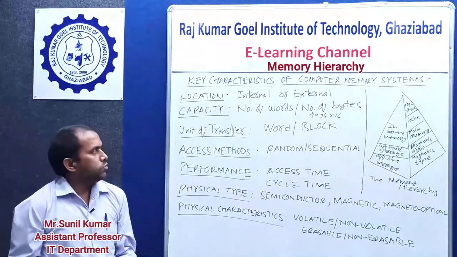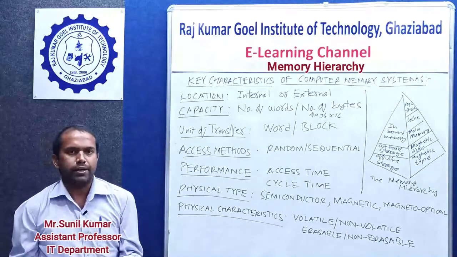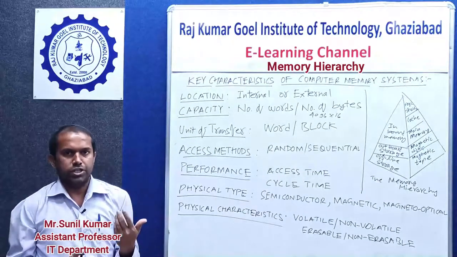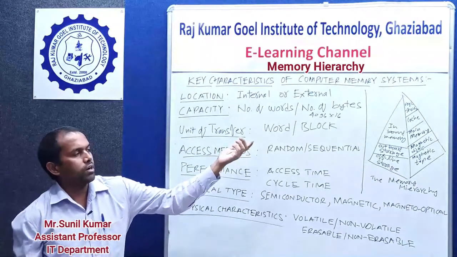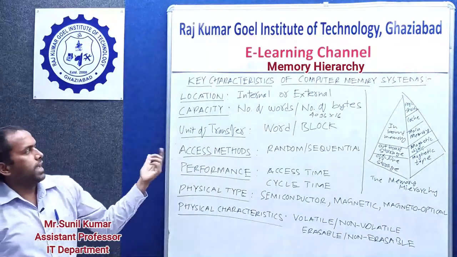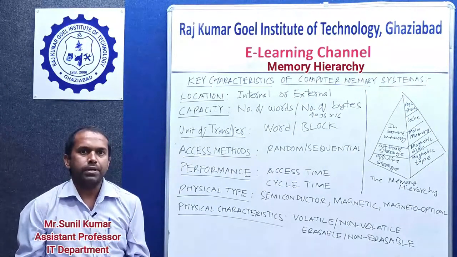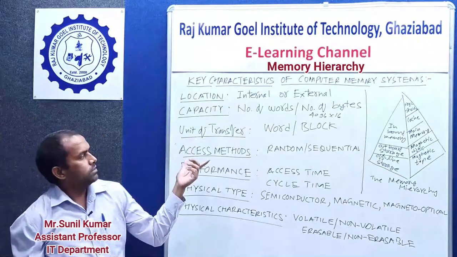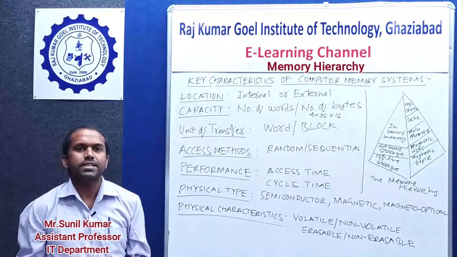Next characteristic is unit of transfer. There are two units in which transfer can take place from source to destination, that is transfer of words or transfer of block of words. Another is access method. How we can access the memory? Mainly two methods are used. One is random access, another is sequential or serial access method.